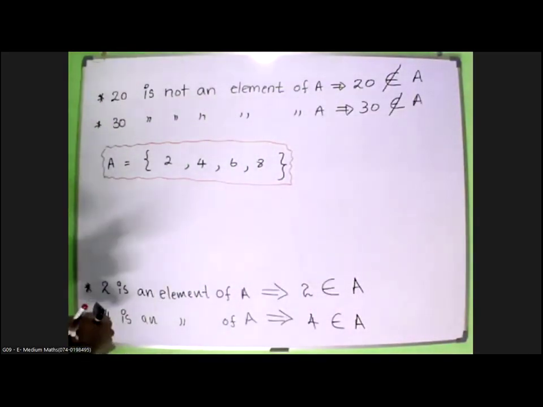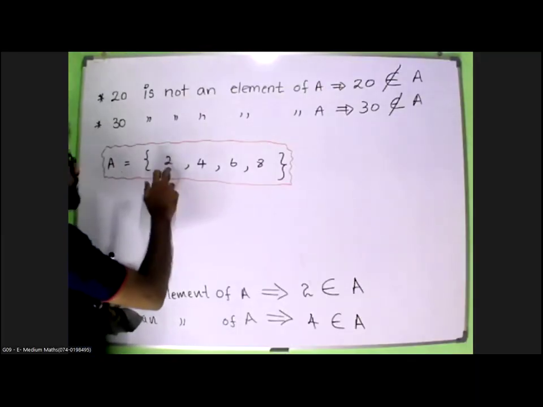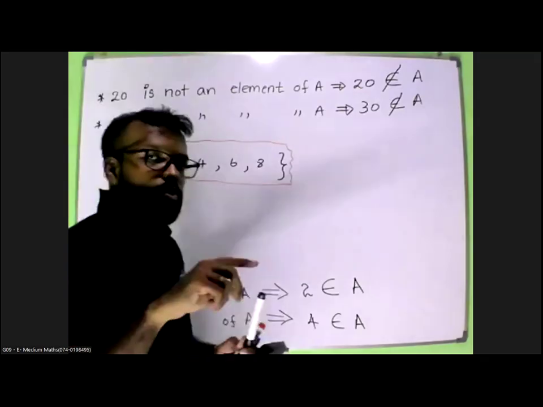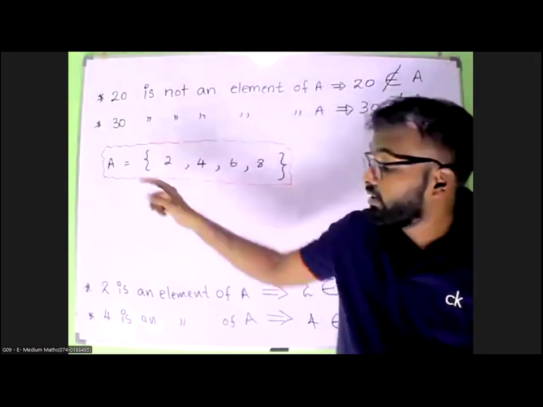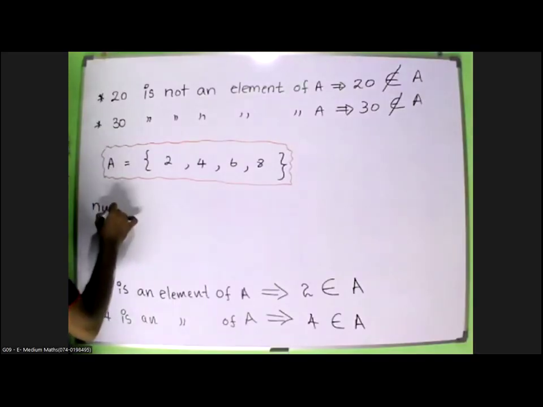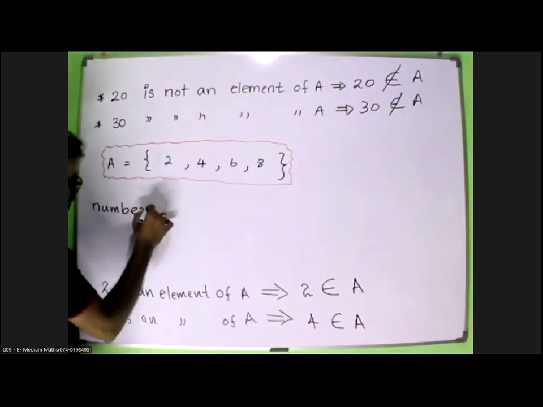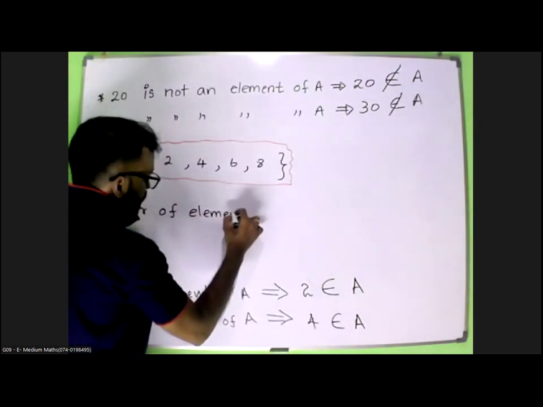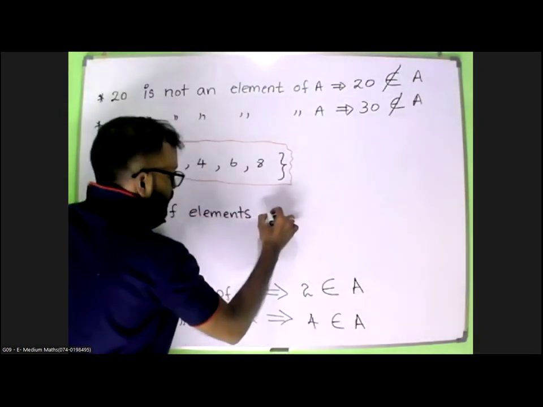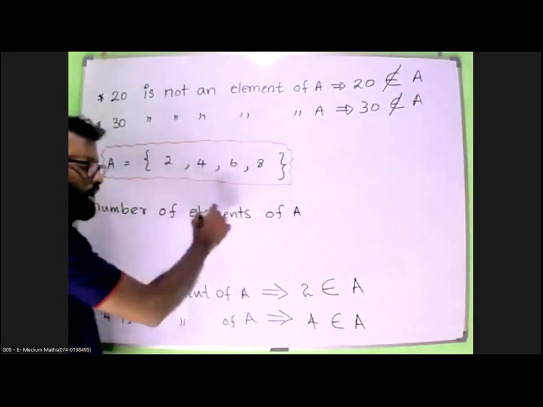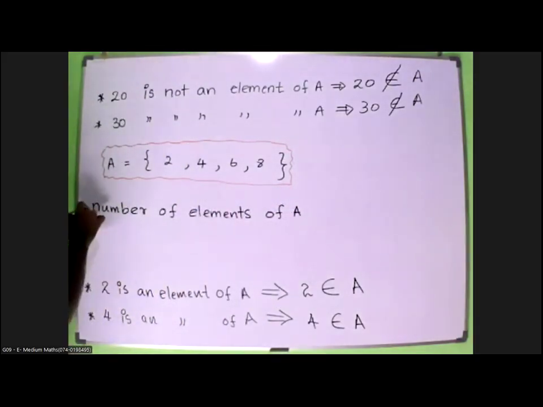So however, let's do it. So this is A equals 2, 4, 6, 8. So how do you write the number of elements of A? Number of elements of A. How do you write this in a mathematical form?